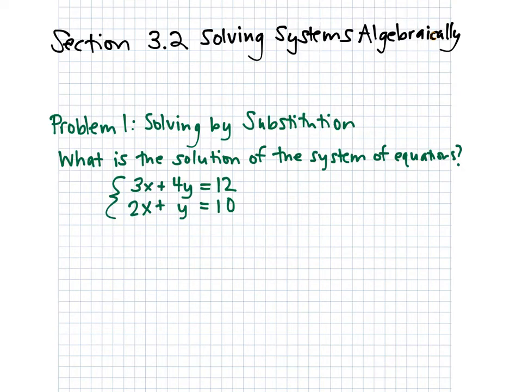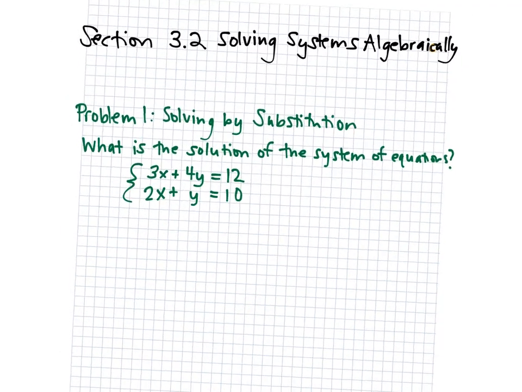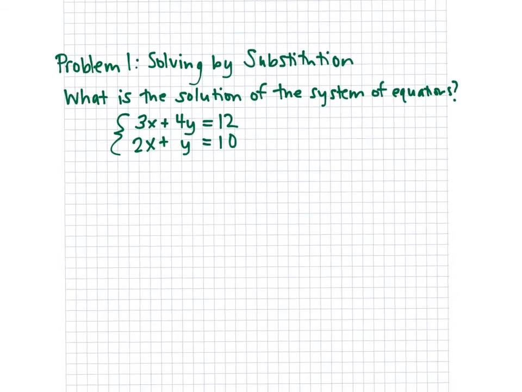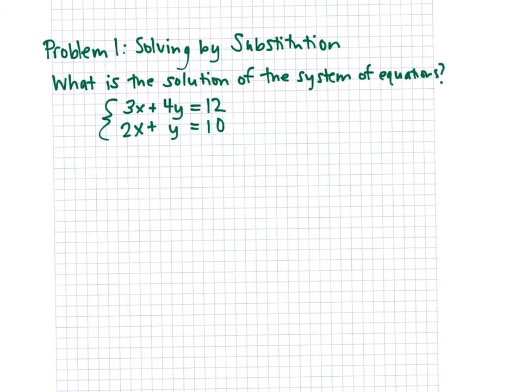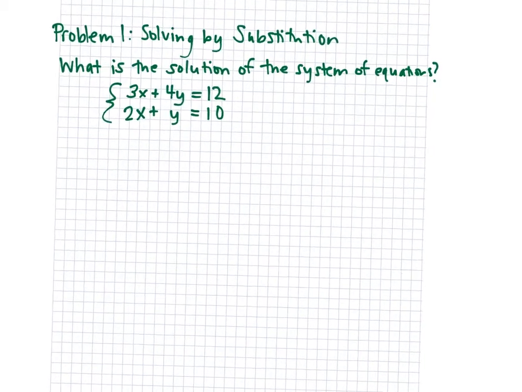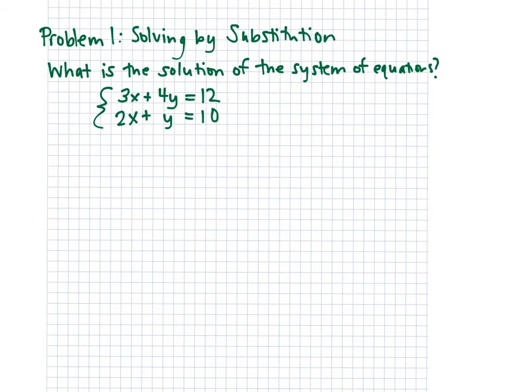Okay, this is the Algebra 2, Section 3.2 video lesson for solving systems algebraically. So in the last section we were solving by graphing. Now we're going to solve algebraically, which has two methods that you've learned previously, which are substitution and elimination. So we're going to start with substitution.